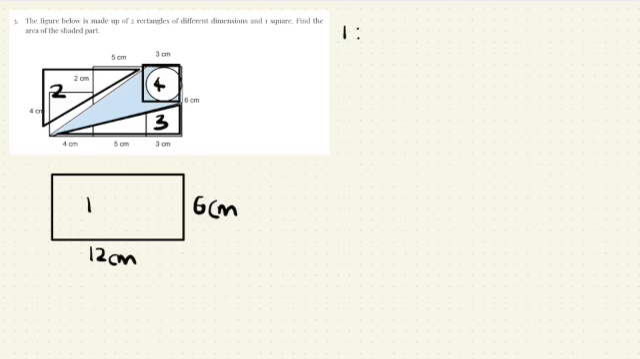Firstly, what is the total area? The total area will be equal to 6 times 12, and this will give us 72 cm squared. Number 2, we know that this is 6. Why do we know this is 6? Because in number 1, we know that this is 4 plus 2. Number 2, we know this is 6. Either way you know.